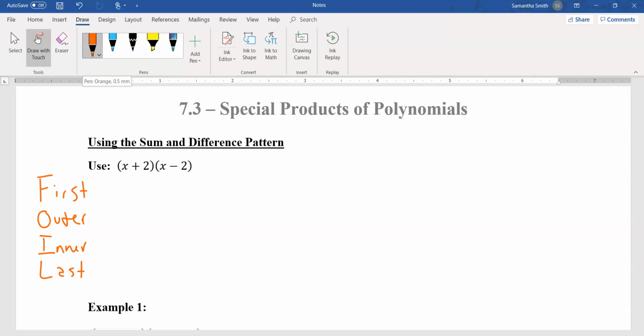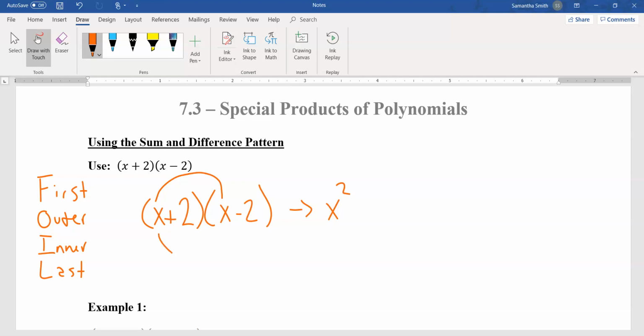So the first thing I'm going to do is rewrite it because it's a little bit small and I write larger than that. So we have x plus 2, x minus 2. I'm going to do my first, which is x times x, which is x squared. Then my outer, which is x times negative 2, so negative 2x. Then my inner, which is 2 times x, which is a positive 2x. And then my last, which is 2 times negative 2, which is a negative 4.